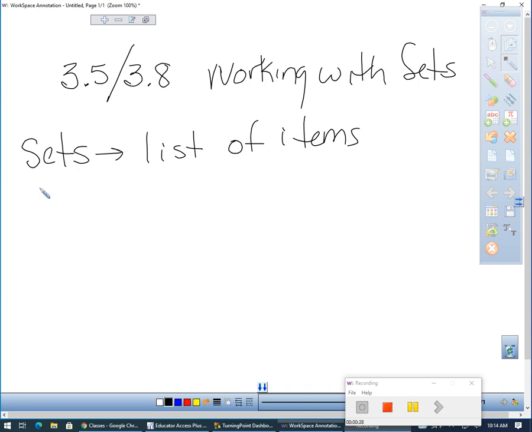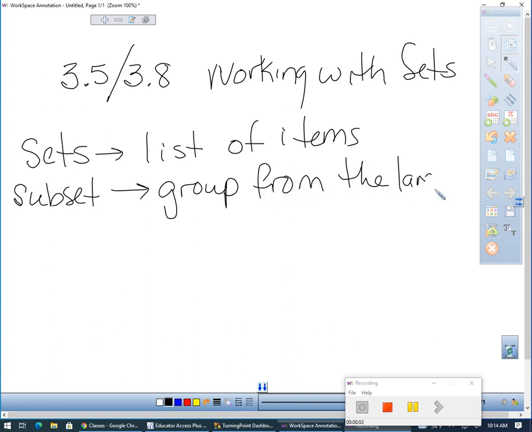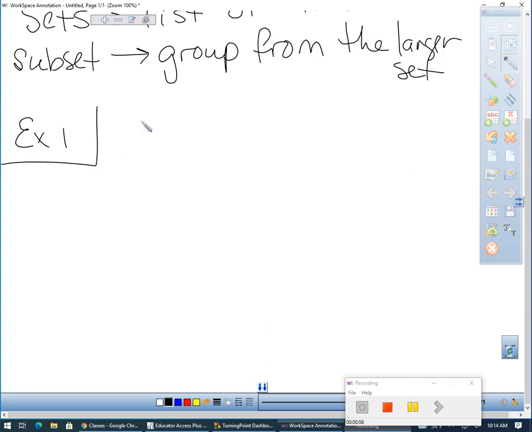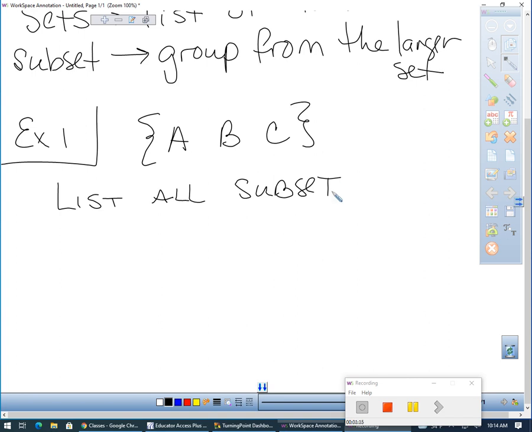Okay? A subset is a group from the larger set. All right, so here's my example number one right off the bat. If I give you the set A, B, C, and I want you to list all subsets, we're going to have to put together all combinations of that set.